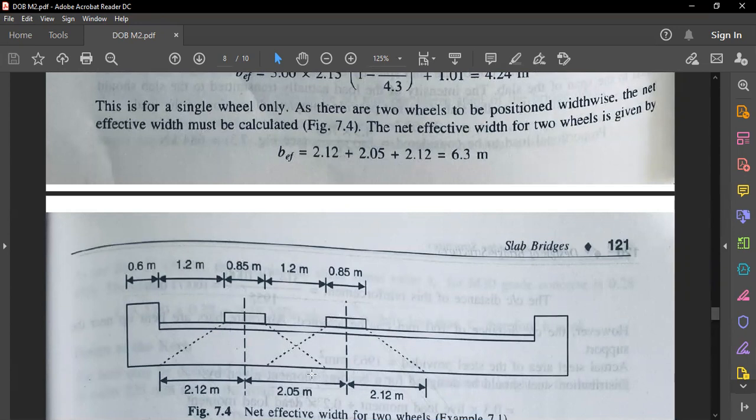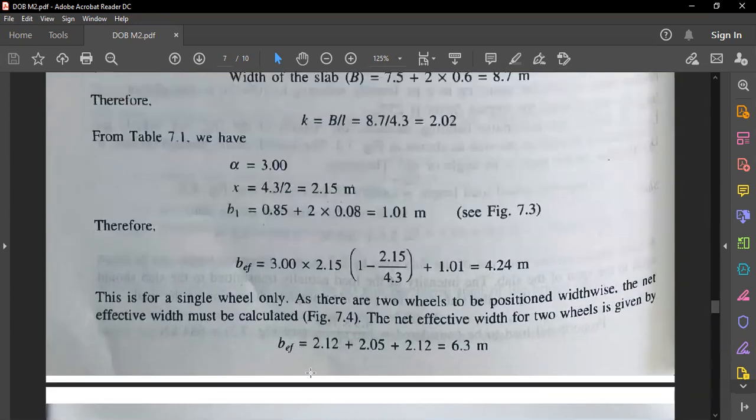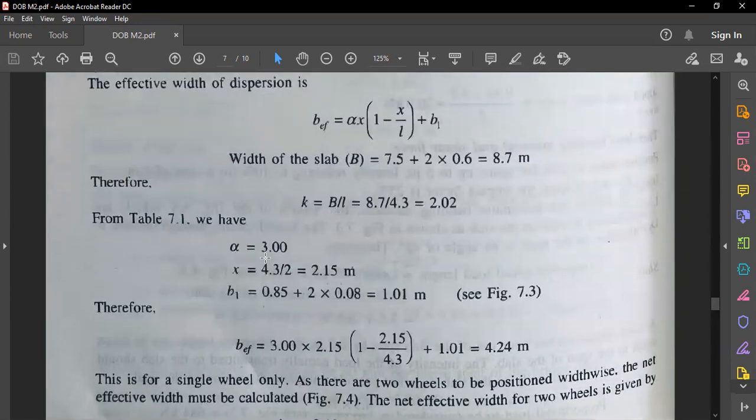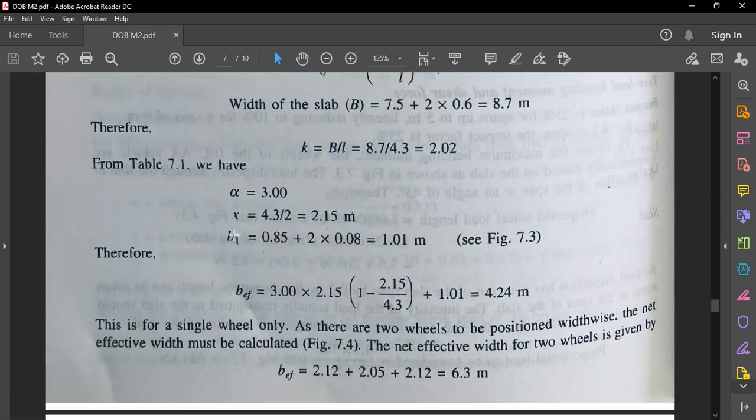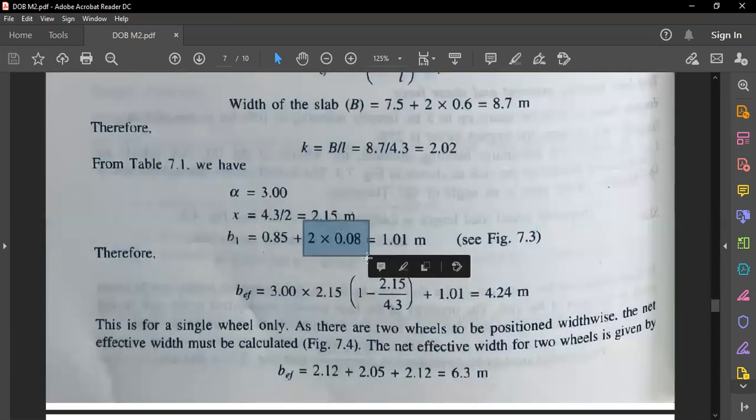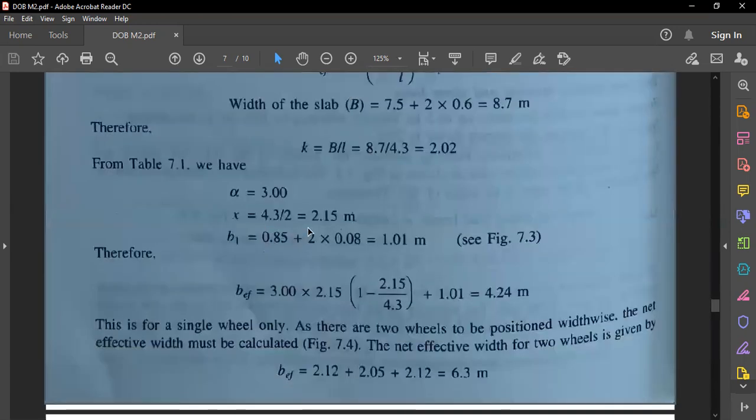The dispersion I have to calculate. So dispersion, how to calculate? Alpha is 3, referring to table 7.1. X is the distance of the CG, the length of your deck slab 4.3 divided by 2. That will give you 2.15, and B1 is width of the wheel plus 2 times the bearing course thickness given in your IRC 6, IRC 21. 0.85 is width of one wheel plus 2 times the bearing course thickness, that will give you 1.01.